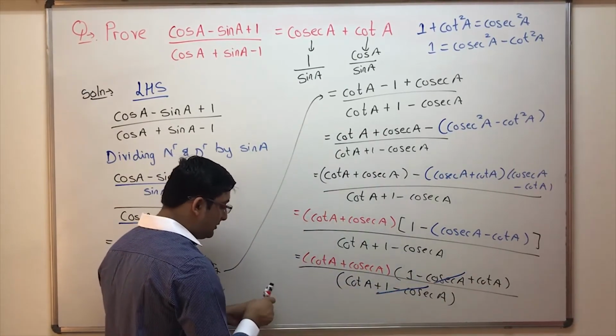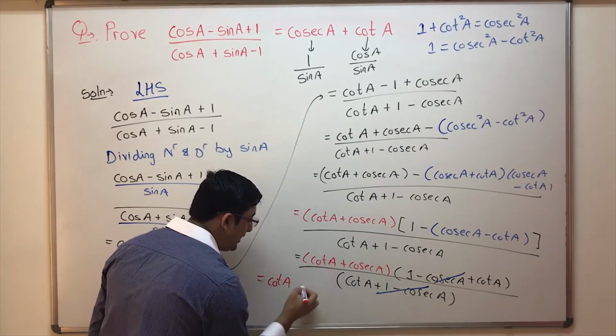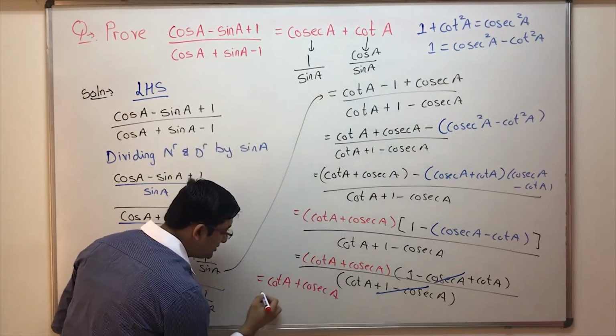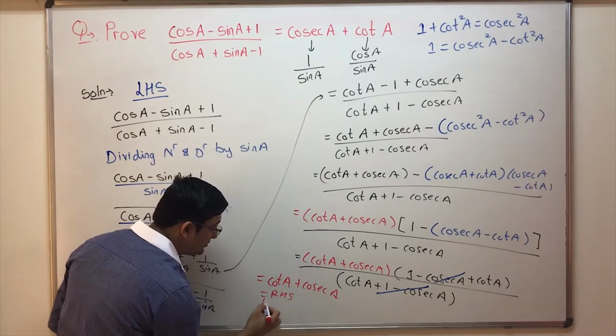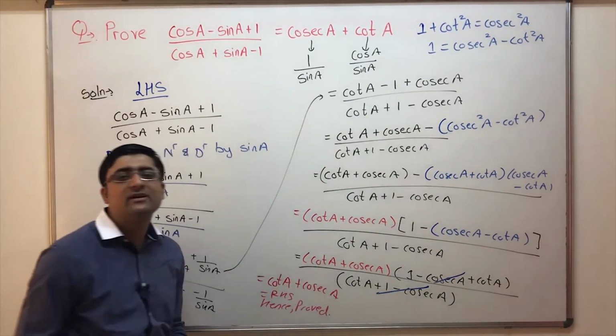So what are we left with? We are left with cot A plus cosec A. So this is equal to cot A plus cosec A, which is basically the RHS. So this is equal to the RHS. So hence proved. So we have completed the question.